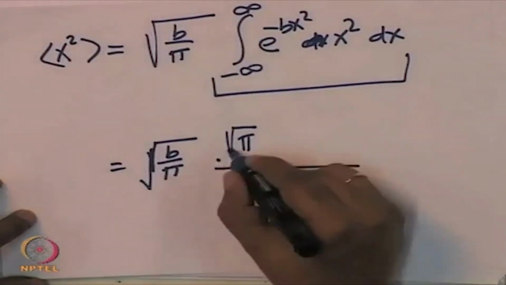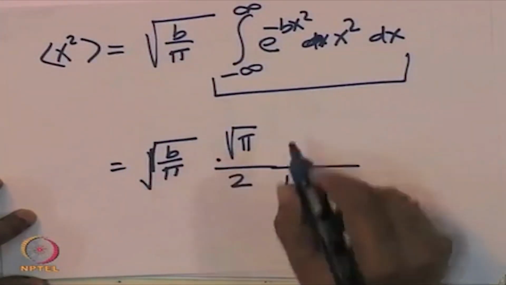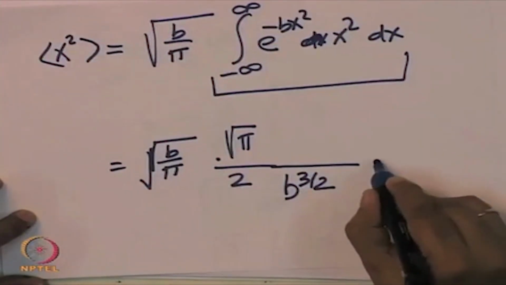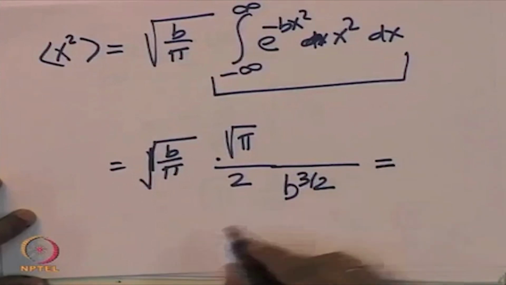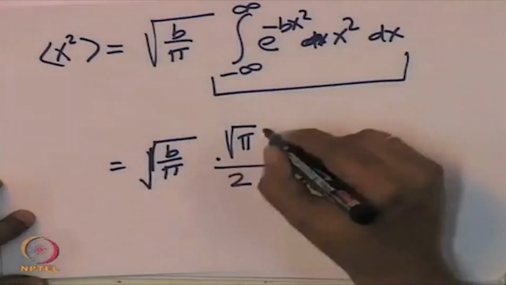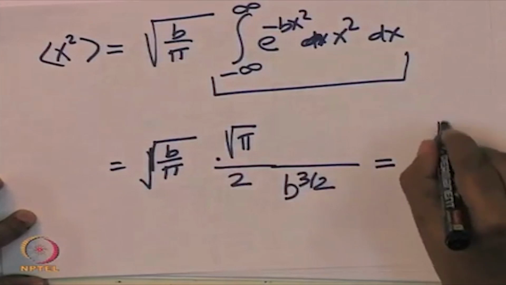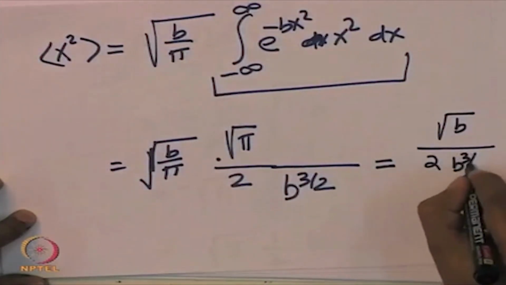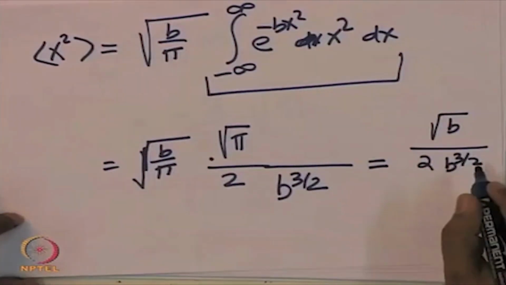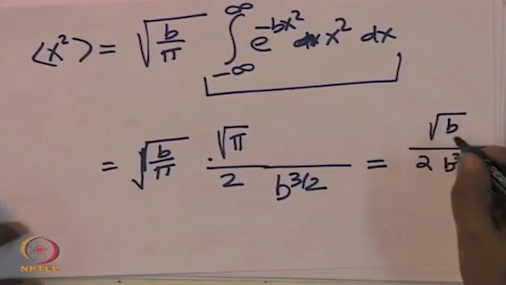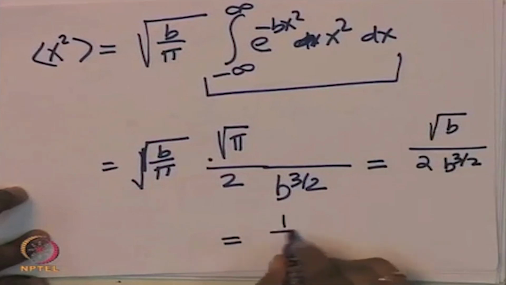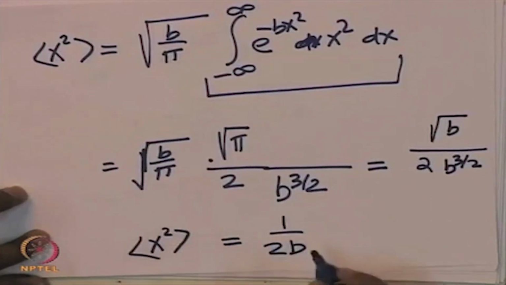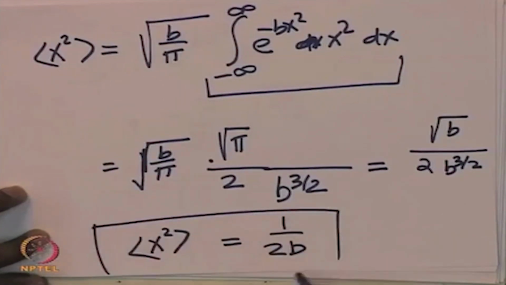So, root pi and root pi cancel, and this can be written as root b by 2 b power 3 by 2. Root b is b power half. So, if you write root b as b power half, this is 1 over 2 b. So, x square average is 1 over 2 b.